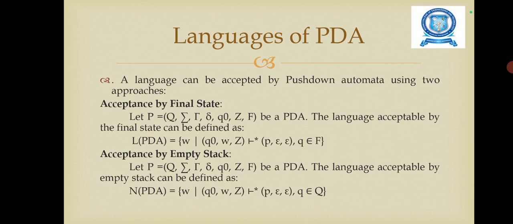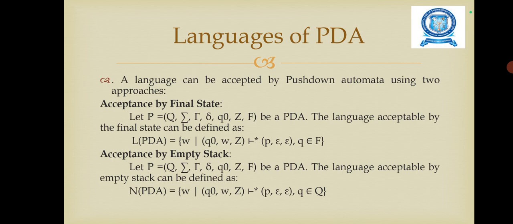Next, we are going to see acceptance by empty stack. On reading the input string from the initial configuration of the pushdown automata, the stack of the pushdown automata gets empty. So the language acceptable by empty stack can be defined as N(PDA) = {w | (q0, w, Z) ⊢* (q, ε, ε)}, where q belongs to Q.